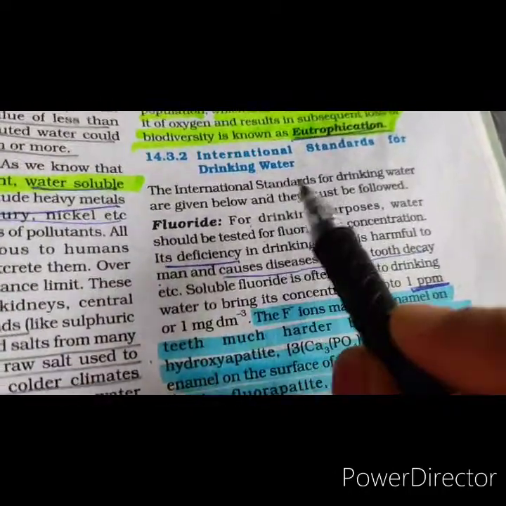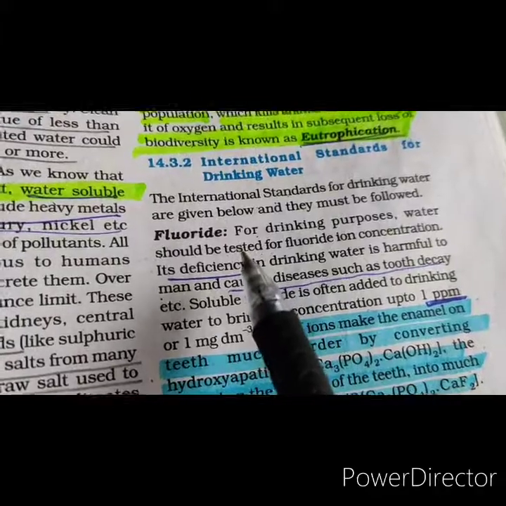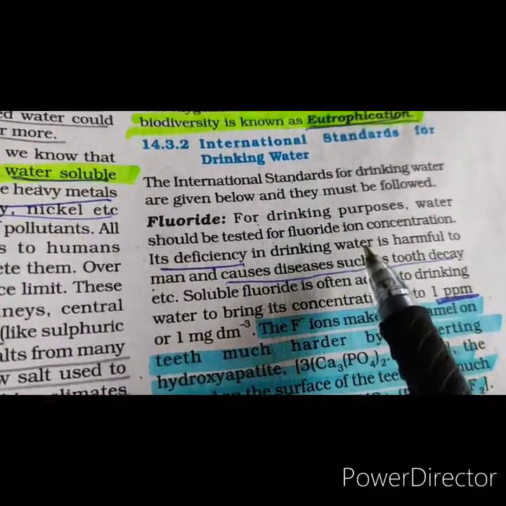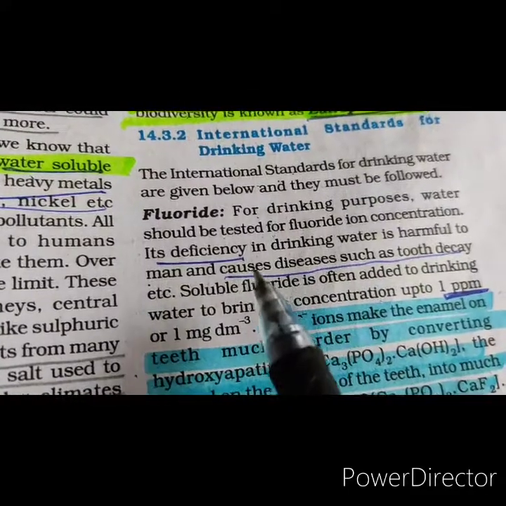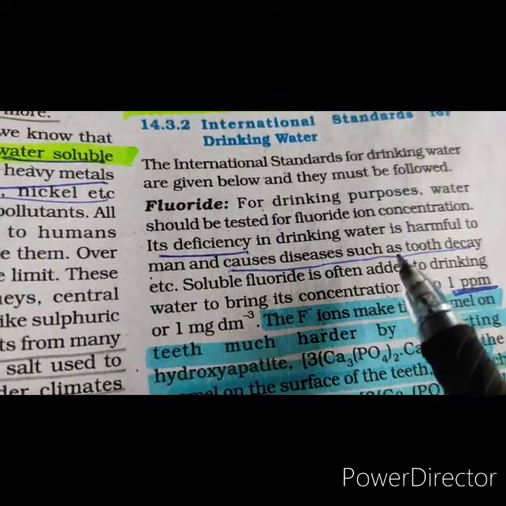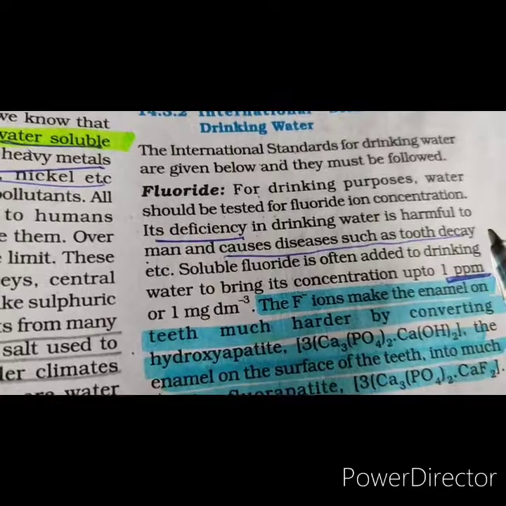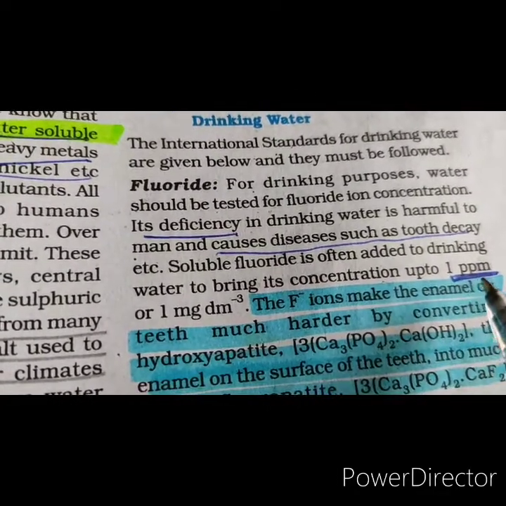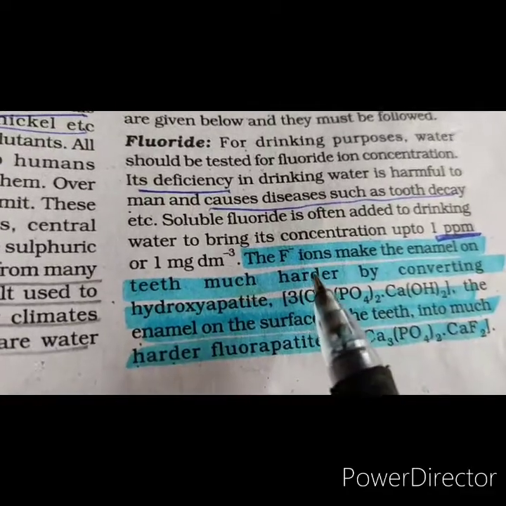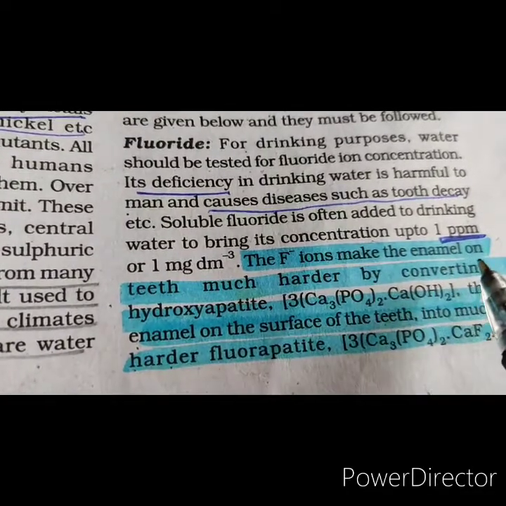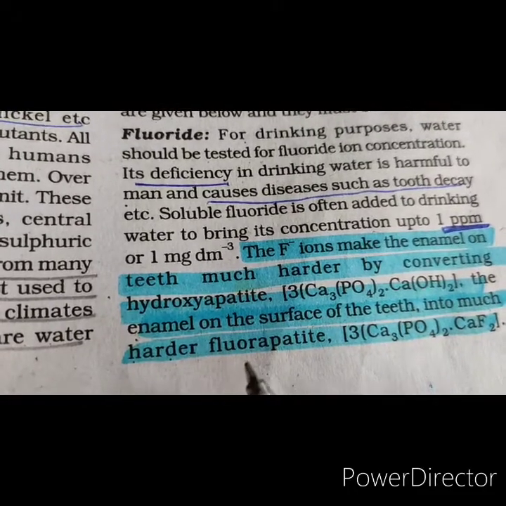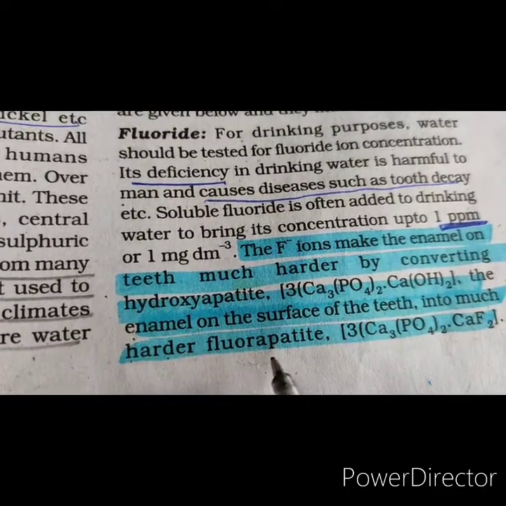International standards for drinking water. Fluoride. For drinking purposes, the water should be tested for fluoride concentration, and its deficiency in drinking water can cause diseases such as tooth decay. It should have a concentration of up to 1 part per million. The fluoride ions make the enamel on the teeth harder by converting the hydroxyapatite into a harder fluoroapatite.